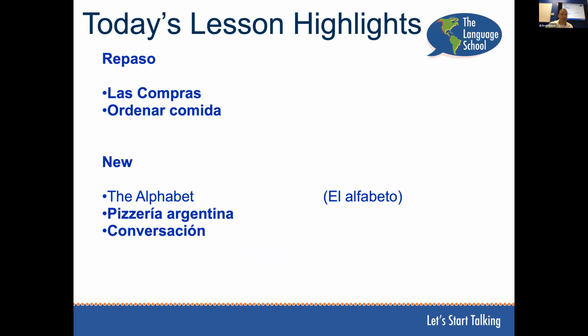En esta lección vamos a repasar cómo hacer las compras y cómo ordenar comida. So we'll review how to buy things and we'll review how to order food at restaurants. And we've got a lot of new stuff to start taking a look at. Vamos a aprender el alfabeto, so we'll learn the alphabet. We'll learn how to order food at a pizzeria argentina. Y vamos a comenzar a conversar.